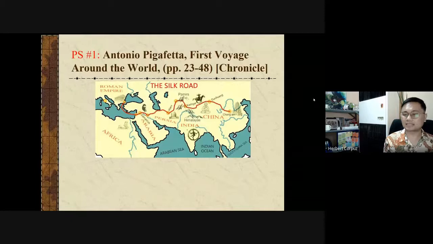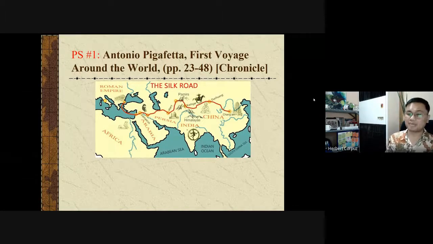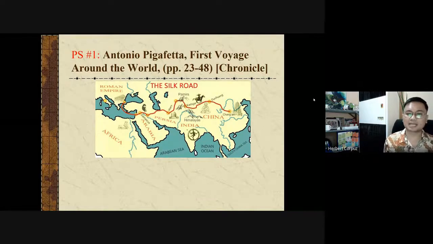At dahil nagkaroon ng pag-discover ng spices sa Asia, nagkaroon ng matindihang paghahanap pa ng lugar sa Asia na makapagbibigay o kung saan matatagpuan ang mga rekadong ito. Kasama na dito ang China, India at ang Persia. Persia is the old Iran.